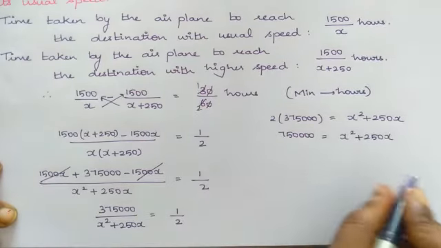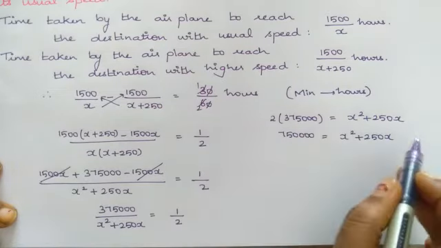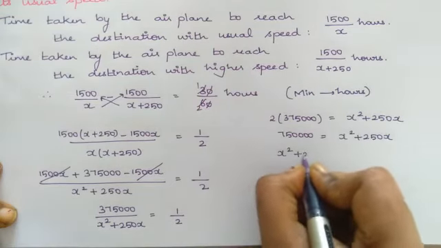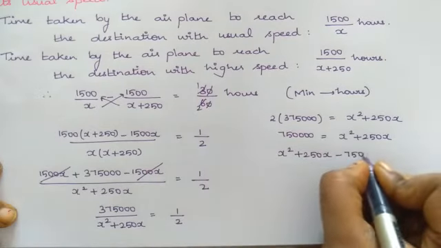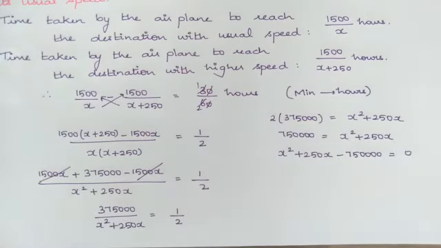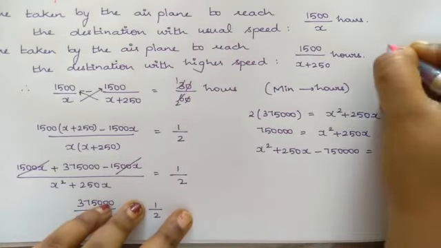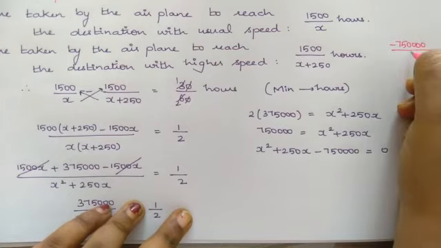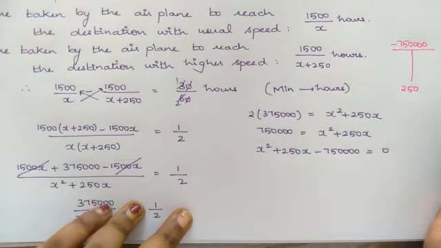Now let's bring all the terms to one side. Let's take the 7,50,000 to that side. It goes as minus. So this will be x square plus 250x minus 7,50,000, which is equal to 0. Let's solve this. So let's do the factorization here. We want minus 7,50,000 as the product of two integers and plus 250 as the sum of two integers.